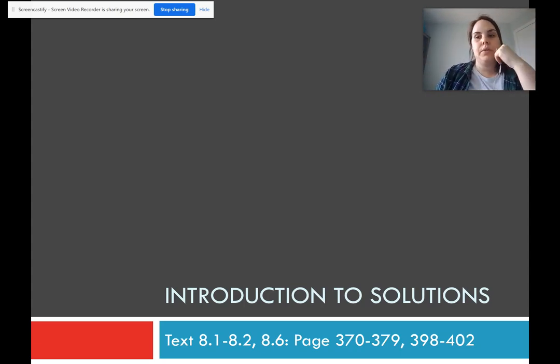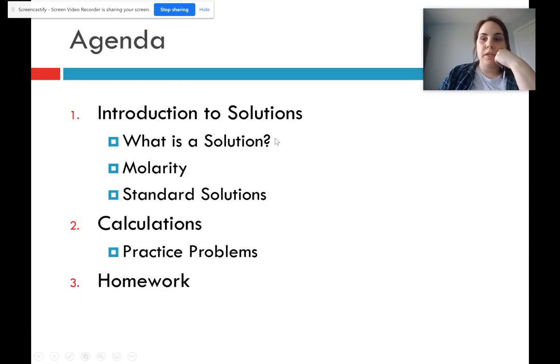So, what's our agenda for today? We're going to start off by introducing what is a solution. Unit 3 is looking at solutions and solubility. So what are we going to be focusing on this unit? We're going to talk about something called molarity and a standard solution. We're going to then do a couple practice problems, and then you'll have a little bit of homework. You'll have 4 practice problems to work on to review what we did today.